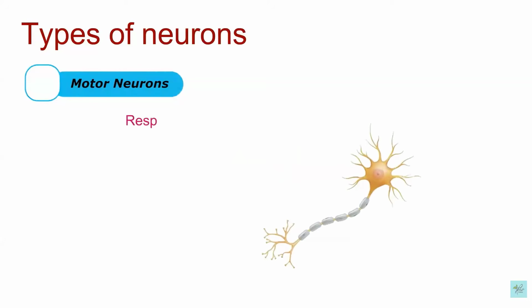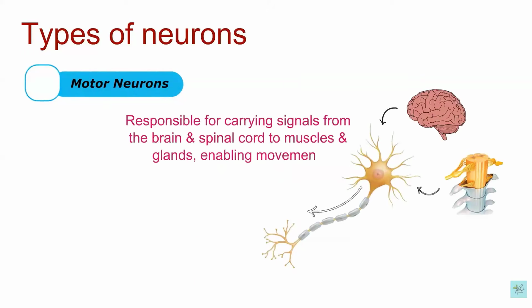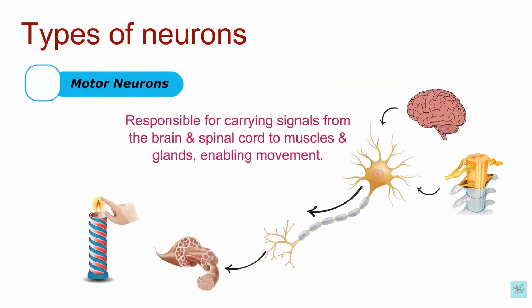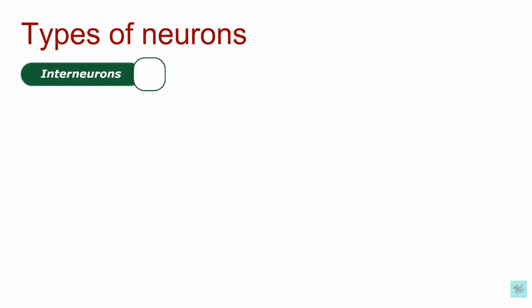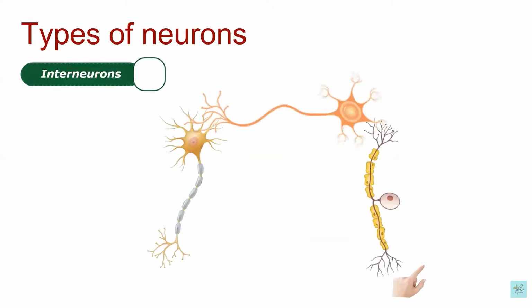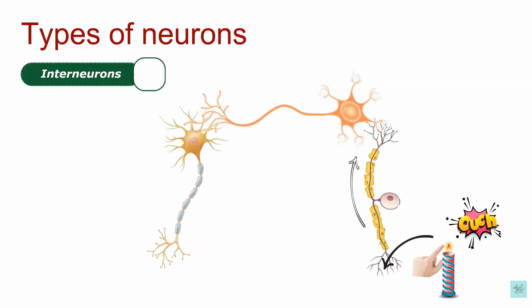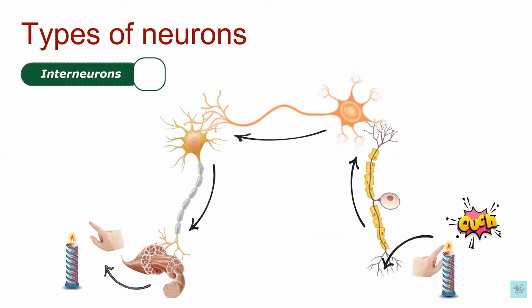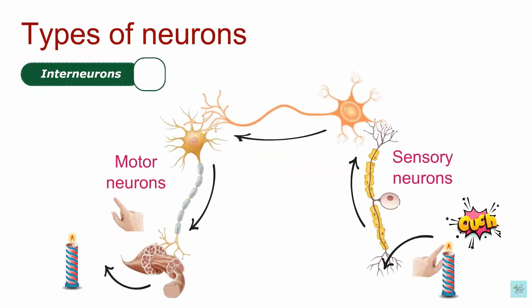Now, let's talk about motor neurons. They're the ones responsible for carrying signals from the brain and spinal cord to muscles and glands, enabling movement. The last ones are interneurons. Interneurons act as intermediaries, processing information and transmitting signals between sensory and motor neurons. They play a crucial role in decision-making.